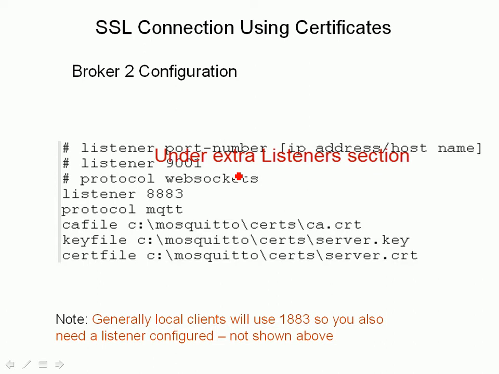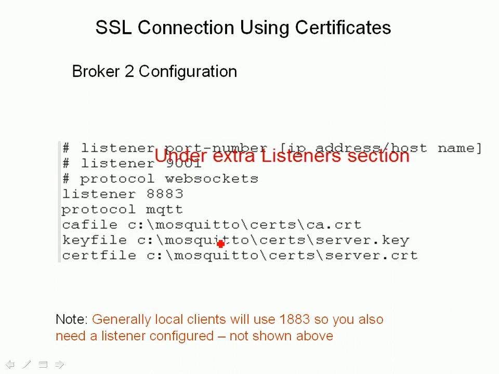Broker 2, remember broker 2 is acting as our server, so we basically tell it to listen on port 8883, which is the standard secure sockets layer port. We're using MQTT as a protocol, and we need a CA file, a key file, and a cert file, and these I covered in the other video. There's a link in the description below on configuring secure sockets layer. The little note there says generally there's local clients using port 1883, so you should have an extra listener up here listening on 1883 for those local clients. It's not shown in the config file. This is just a config for secure sockets layer. Now, broker 2 is not a bridge, so we don't see anything here for the bridge connection. That's all done on broker 1.